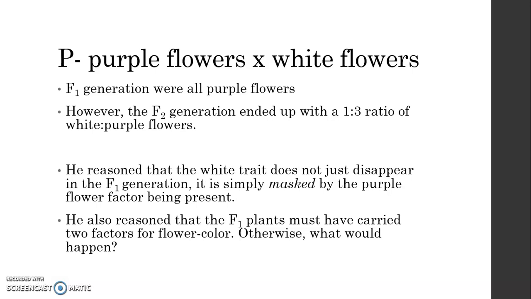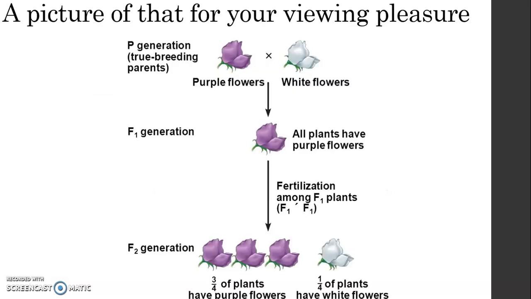But there's 2 factors that are being passed on, and only one of them is being shown while the other one is being masked. We call that complete dominance, where you have 2 different versions of the gene present, the alleles that we talked about with meiosis, but you're only seeing one of them. That's dominant versus recessive. That's complete dominance. There are other types of dominance that we'll talk about, but complete dominance is the first and easiest one that we will talk about. So here's the picture.